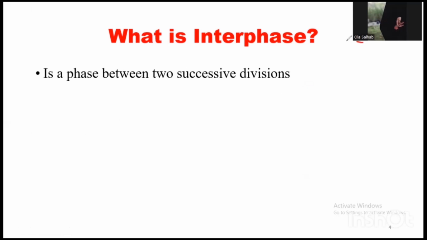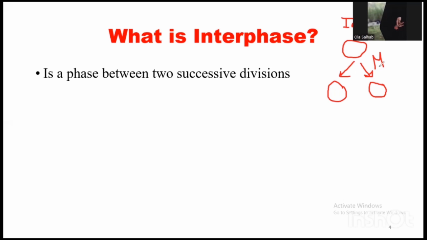For example, I have a cell, and this cell needs to be divided. For example, it will undergo mitosis. Mitosis results in two cells. We'll talk about mitosis later. Okay, this cell, before doing mitosis, should enter interphase. Once it finishes interphase, it undergoes mitosis or meiosis.